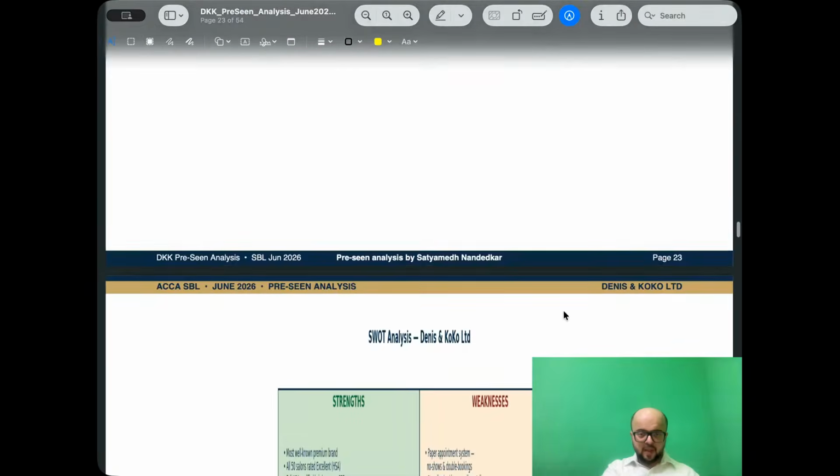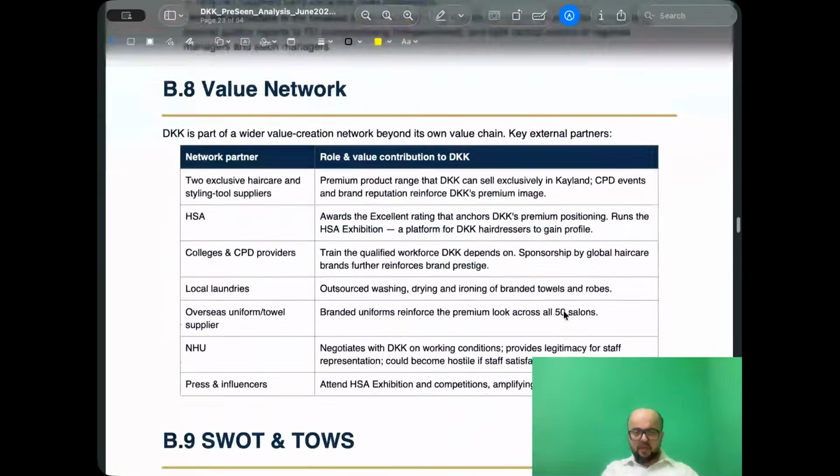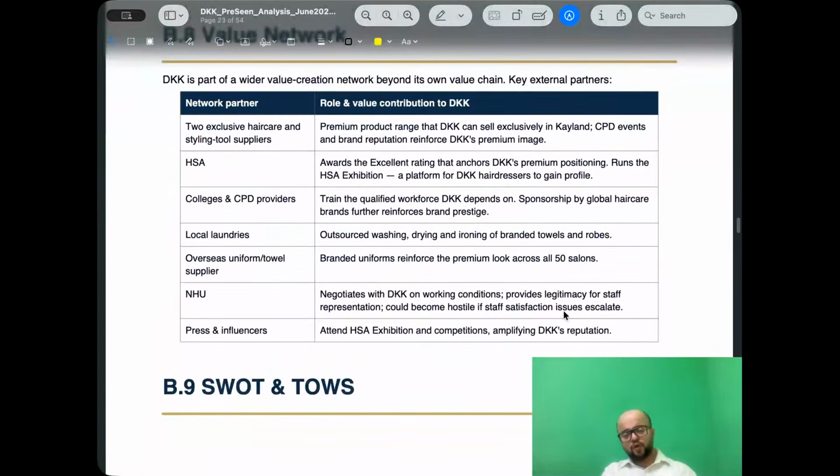Okay. Now, have a look at the value network properly before we go to SWOT analysis and TOWS matrix.